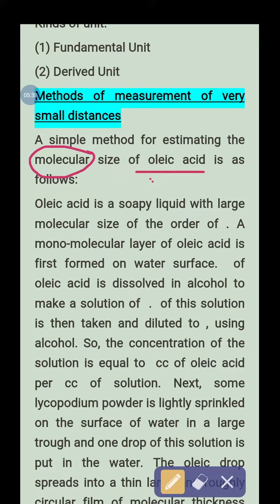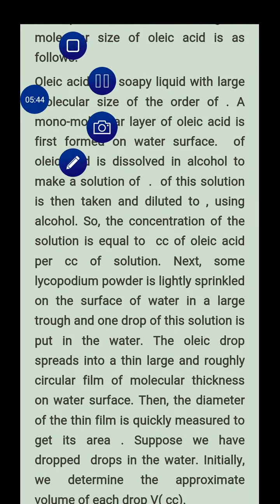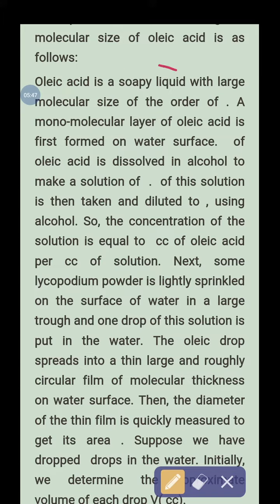The size of oleic acid, how can we measure it? What is oleic acid? It is a soapy liquid with a large molecular size. A monomolecular layer of oleic acid is first formed on the water surface.